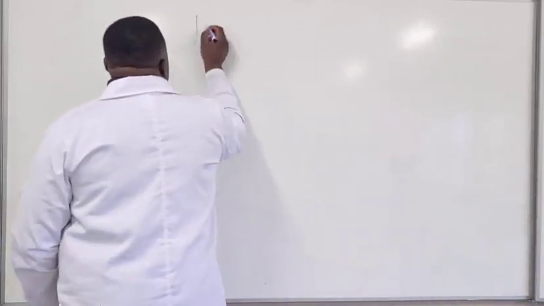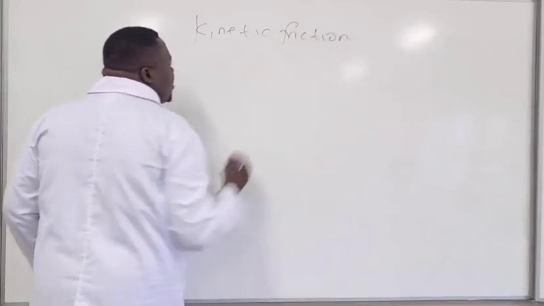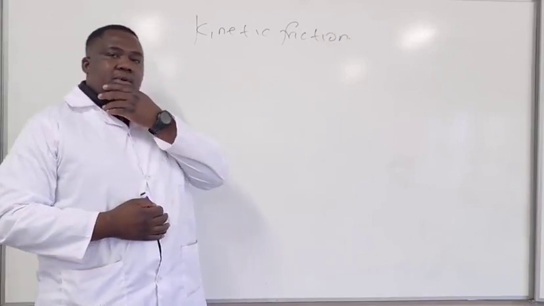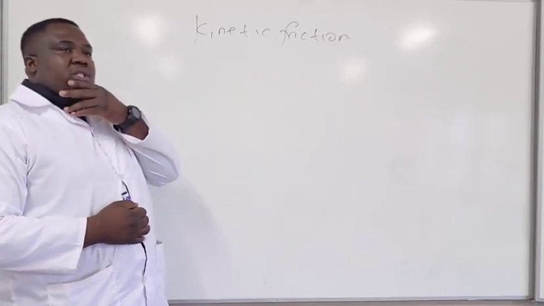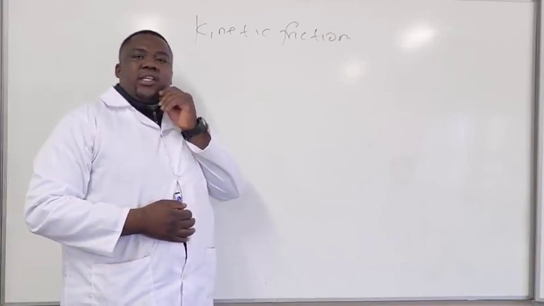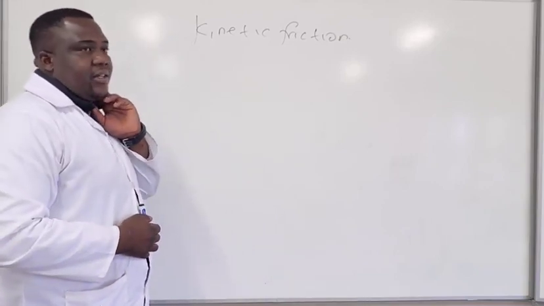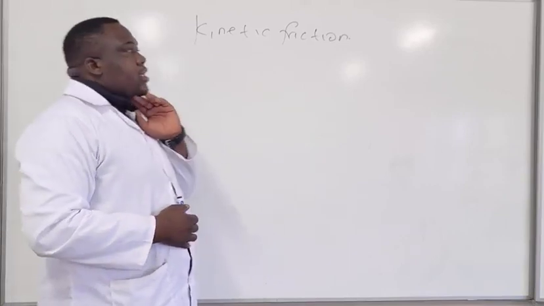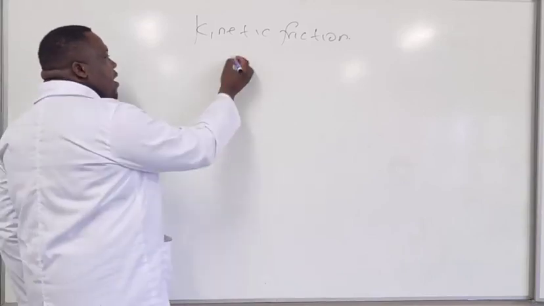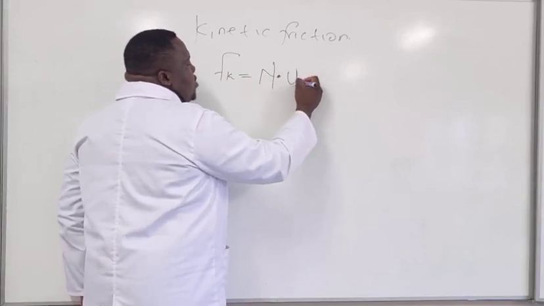Kinetic friction, let me write. Kinetic friction. How do you calculate kinetic friction? Scenarios may differ, and some of the scenarios may be easier, but we're going to tackle all of them, simple and complex. When an object is on an incline, when an object is on a flat surface, and you name it. Ladies and gentlemen, the kinetic friction formula is represented by: kinetic friction is equal to N multiplied by UK.